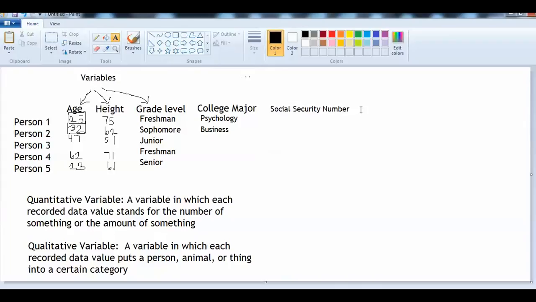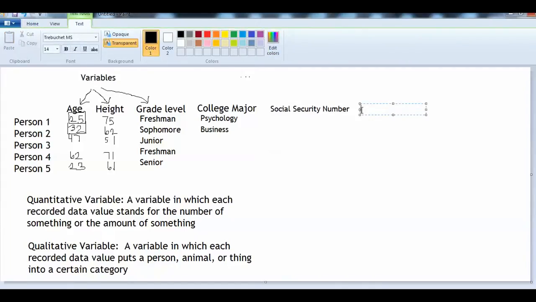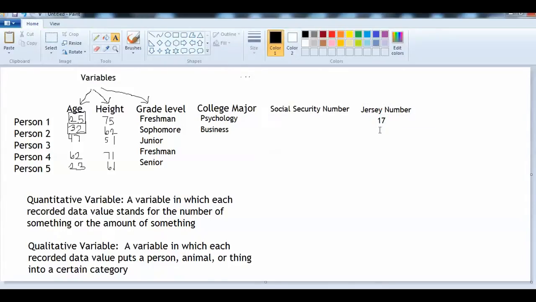What if we were collecting data from sports players and we asked, what's your jersey number? If a person tells us that their jersey number is 17, that's not the amount of anything. It doesn't mean that the person has made 17 home runs, or scored 17 touchdowns. It doesn't stand for the number or amount of anything. Once again, it's just a category of one person.